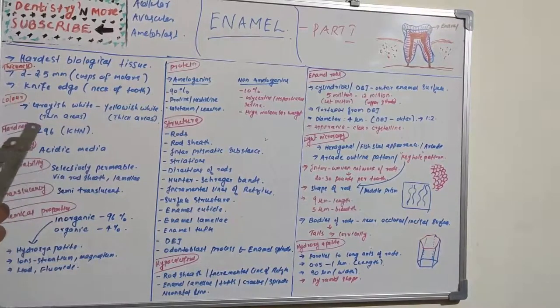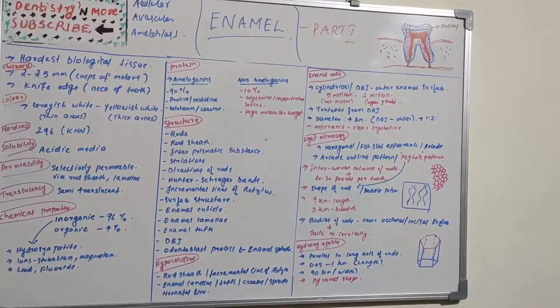Hardness is 296 Knoop hardness number. As I mentioned, it is the hardest biological tissue, and peripheral regions are harder. Regarding solubility, it dissolves in acidic media. That is why caries happens: when sucrose is acting, it is converted to lactic acid by the presence of bacteria. There will be solubility of enamel, which leads to cavitation, known as dental caries.